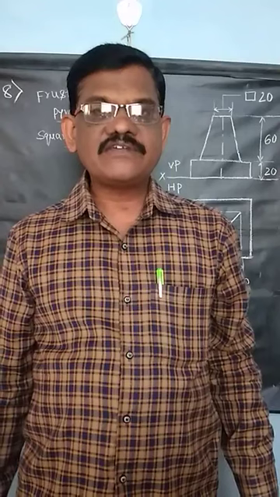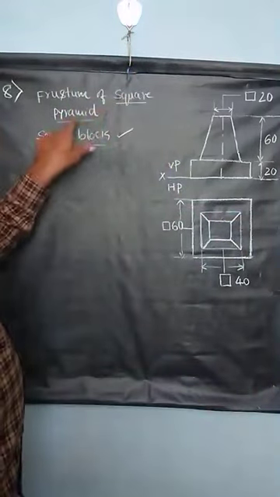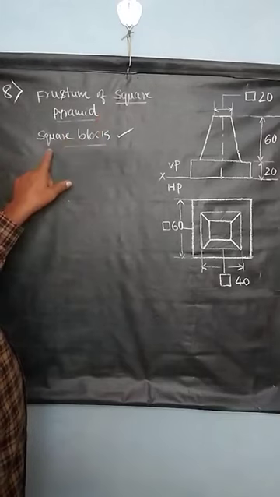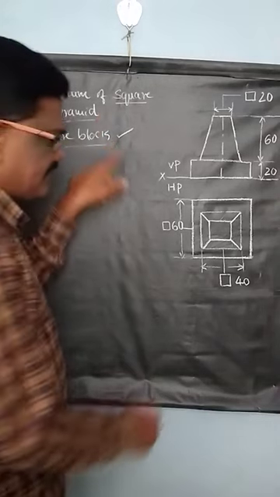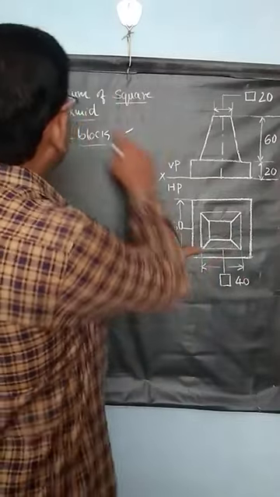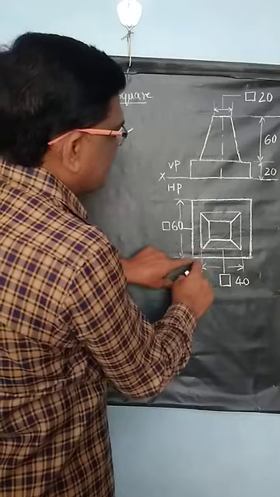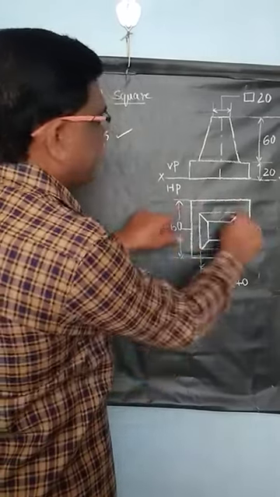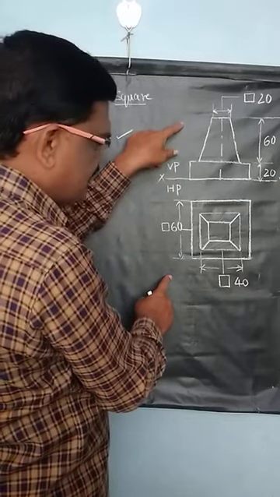Hello everyone. In this video I am going to explain how to draw the isometric projection of the given combination of solids. In this problem, the frustum of a square pyramid is placed centrally on the top surface of a square block such that the base side of the pyramid is parallel to the top edge of the square block. This is the front and the top of the given combination of solids.